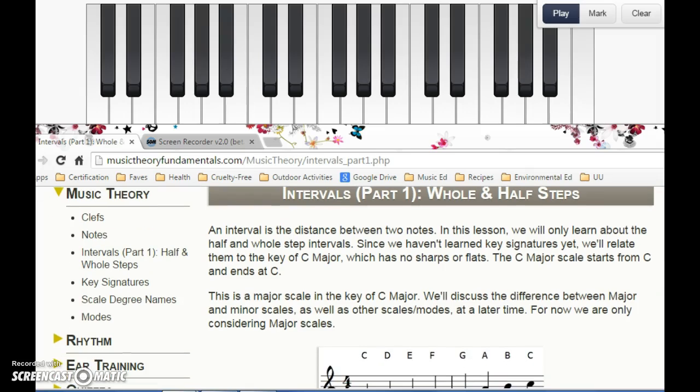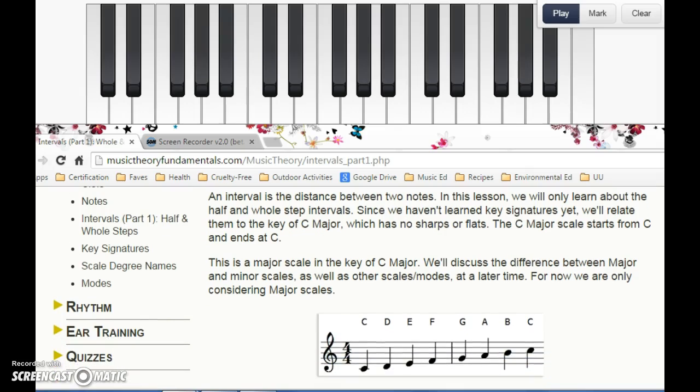An interval is the distance between two notes. In this lesson we will only learn about half and whole step intervals. Since we haven't learned key signatures yet, we will relate them to the key of C major, which has no sharps or flats. The C major scale starts from C and ends at C. You can see the C major scale here, starting on C and ending on C. This is a major scale in the key of C major. We'll discuss the difference between major and minor scales, as well as other scales and even modes at a later time. For now, we are only considering major scales.